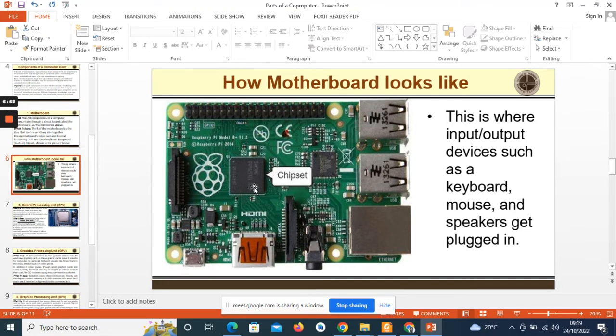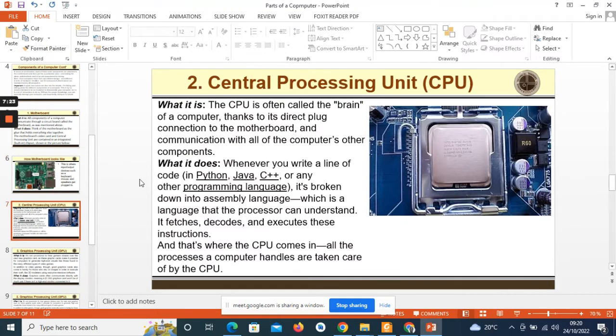If you look at this, this is the chipset. Then we have got other components, the north bridge, the south bridge. We have got the power connections, and every other thing is connected to the motherboard. So all the input and output devices such as keyboard, mouse, and speakers get plugged into the motherboard.